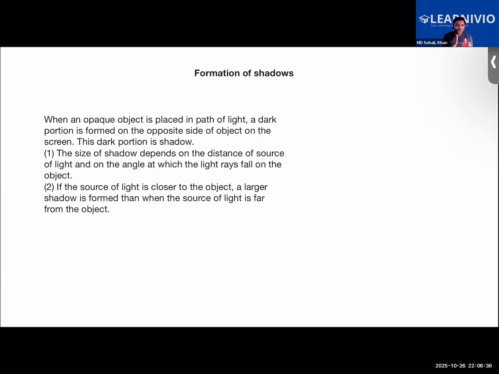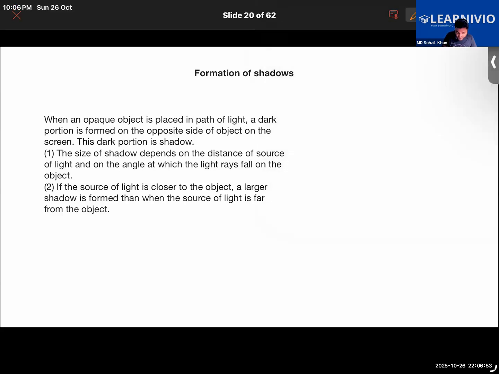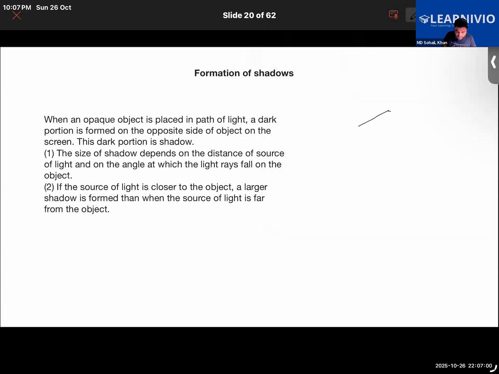When an opaque object is placed in the path of light, a dark portion is formed on the opposite side of that object on a screen. And that dark portion is called a shadow. Now, one more topic can be discussed here: why can't lights bend? The answer is clearly no. One of the reasons why you get to see sharp edges of objects is that light does not bend. Suppose an opaque object is placed here.